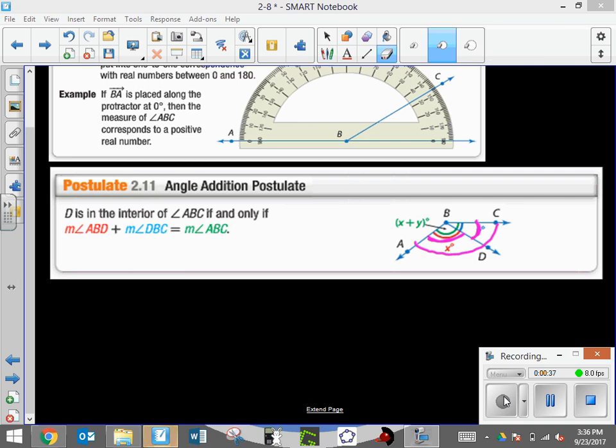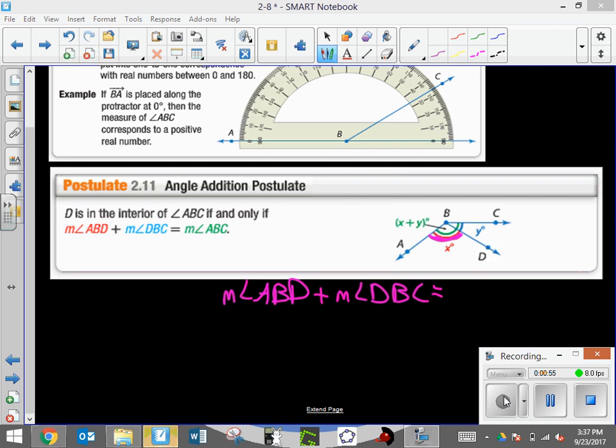So how we would use that is we would say the measure of angle ABD, that's this one, plus the measure of angle DBC, that is this one, is going to equal the measure of angle ABC, the entire angle. I'm sorry, not ADC. ABC. That is my fault. ABC. Okay? We're going to use that postulate in theorems.